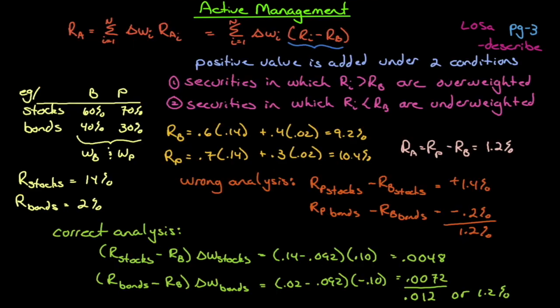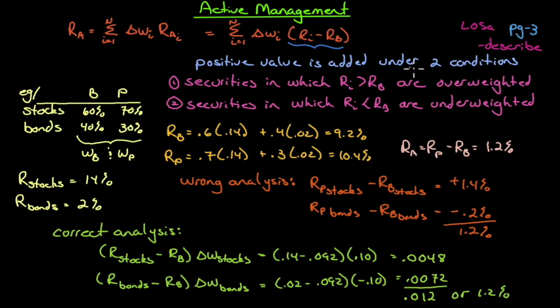All right, so let's say that a little bit formally. Now, these are the equations that we developed on the last page. Active return is the sum of the product of the active weights on each security multiplied by the active return on each security. And expanding it out, the active return on each security we know was the return on the security minus the return on the benchmark.